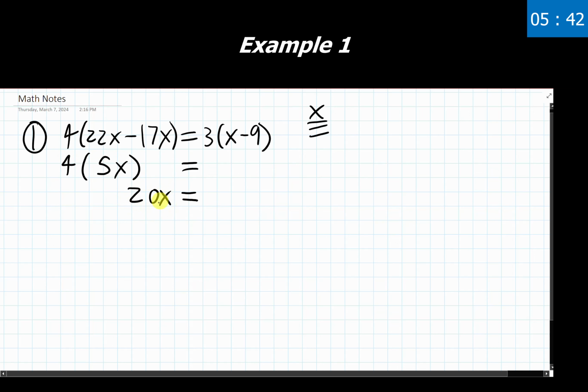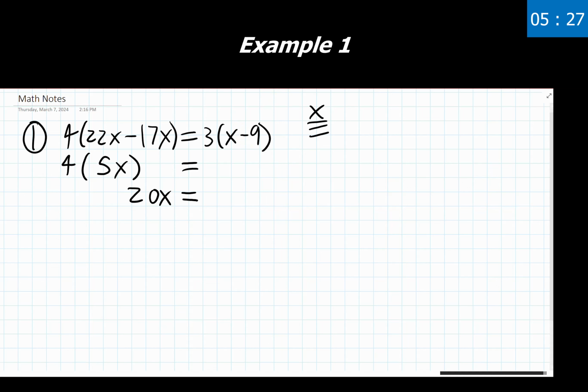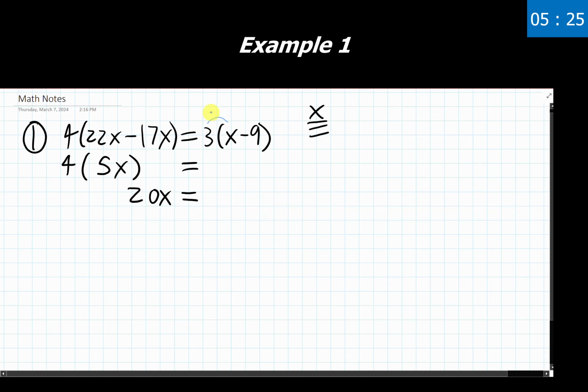So this is as far as I can go with simplifying the left side. Now let's go take a look at this right side here and see what we can simplify. We're going to ignore everything on this side. We're just going to focus in over here. So I have 3 times the quantity x minus 9. So I can use the distributive property and multiply.